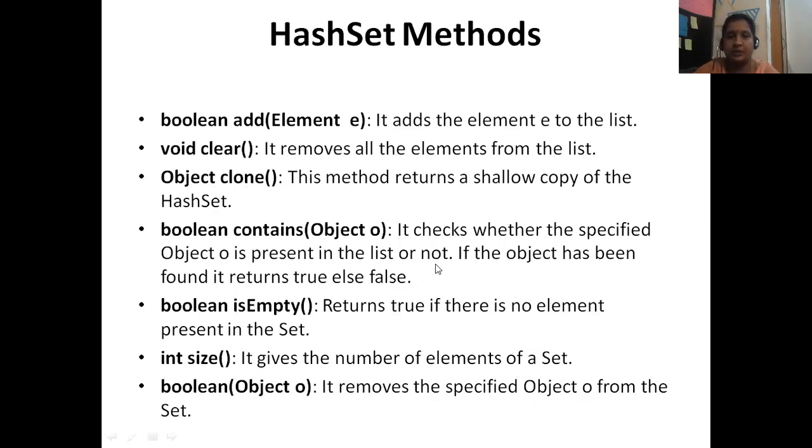One more, boolean contains(Object o) checks whether the object is present or not. If it is present, it will tell you true, otherwise it will tell you false. boolean isEmpty() returns true if there is no element present in the set. size() gives the number of elements of a set. boolean remove(Object o) removes the specified object o from the set.